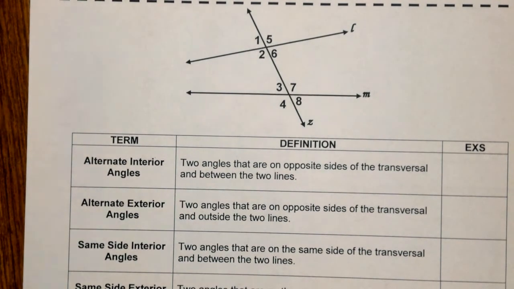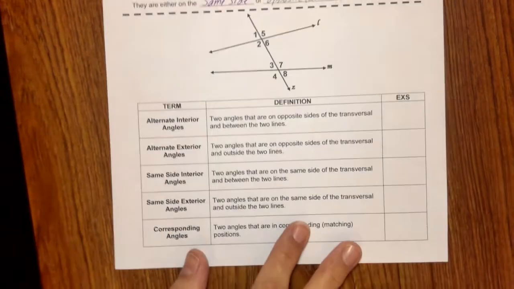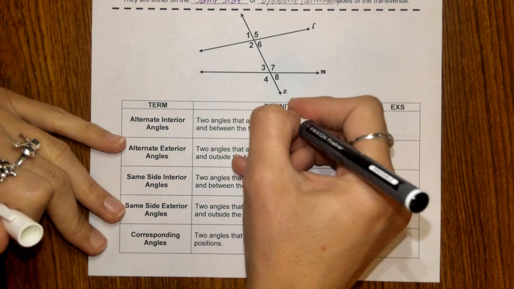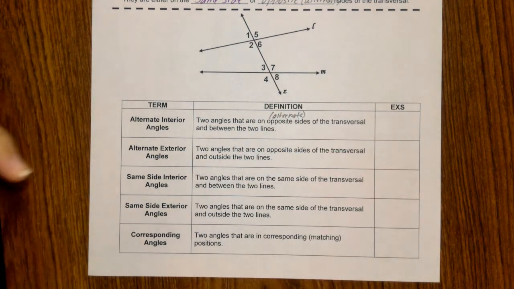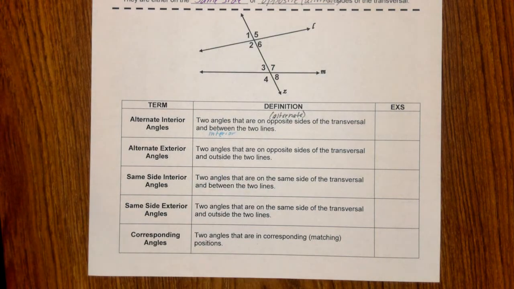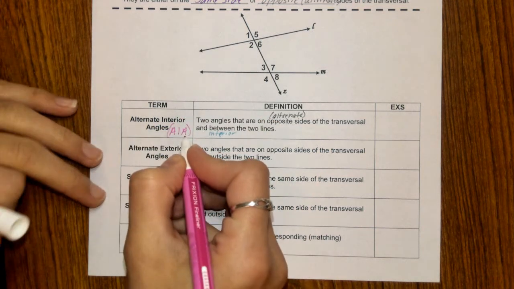So let's talk about these angles, what their names are, and how to identify them. The first one we're going to look at is alternate interior angles. Your alternate interior angles are going to be on opposite sides of the transversal, and they're going to be between the two lines. That's alternate, opposite, and between the lines is going to be that interior that we talked about. A lot of times we will abbreviate this as AIA, alternate interior angles.